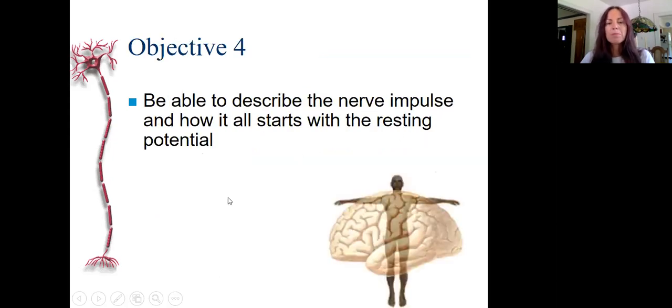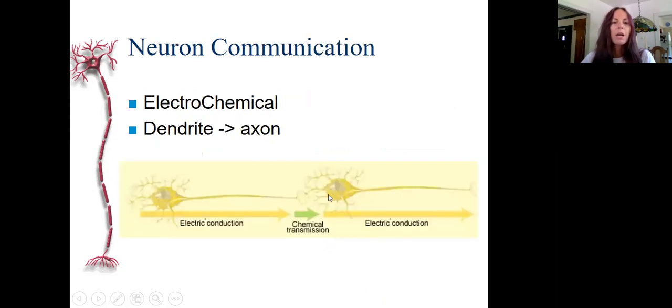Okay, objective 4, we're going to describe the nerve impulse and how it all starts with the resting potential. So mostly I'm going to be describing here the resting potential. And so here, let's take a look at what's happening first with the neural communication, because I think you'll get a sense of what happens with neural communication.